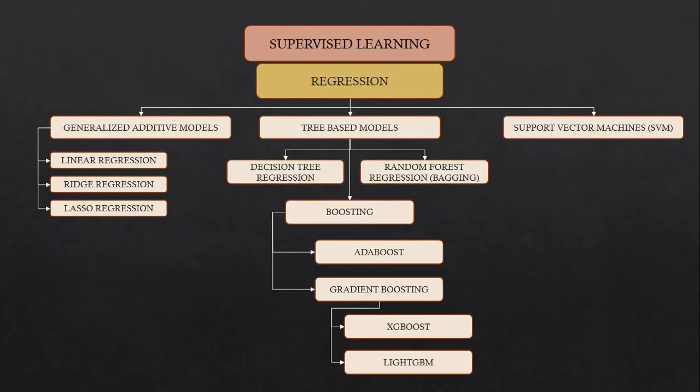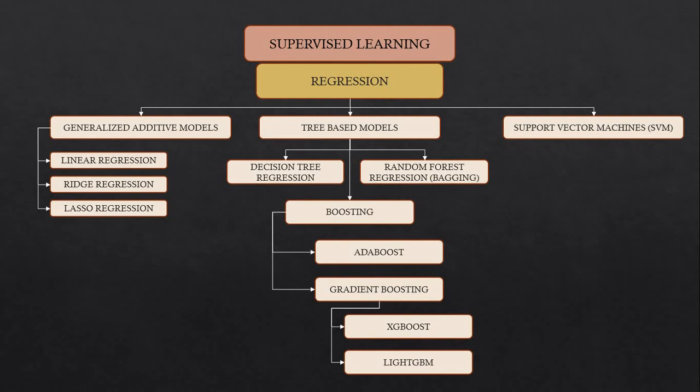To solve a regression problem, we have multiple algorithms and we will be looking at some of the most used machine learning techniques here, like generalized additive models, tree-based models, and support vector machines, that is SVM. Let us look at the subcategories of the generalized additive models. The first subcategory is linear regression, followed by ridge regression, and then we have lasso regression.